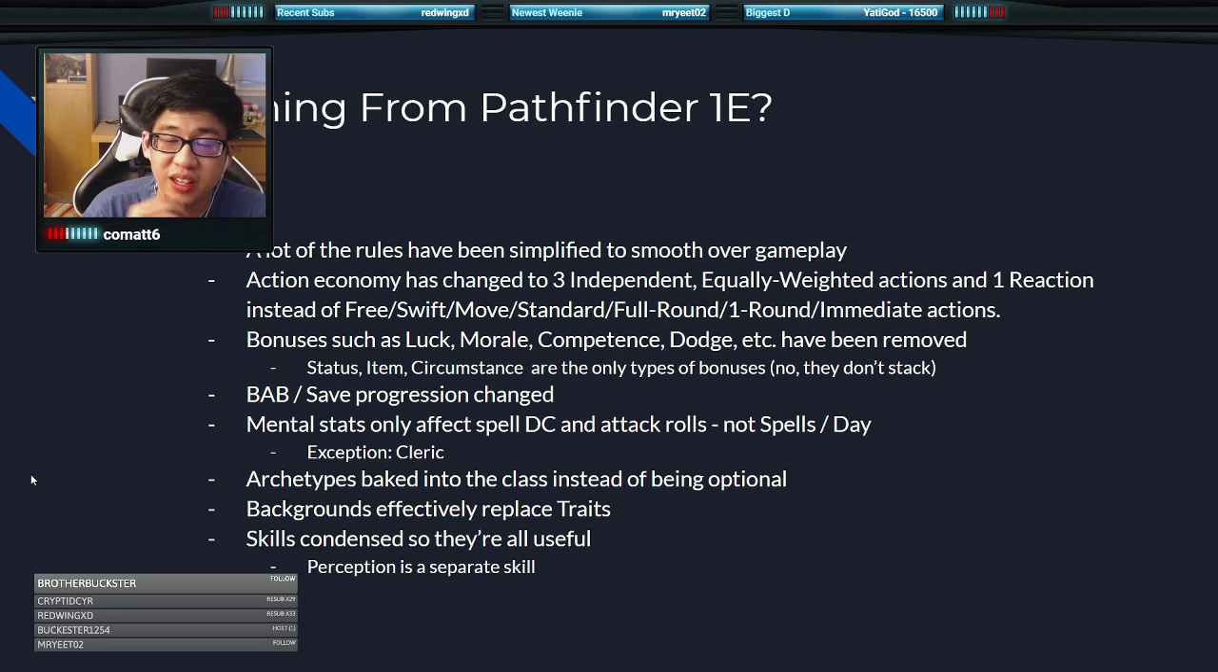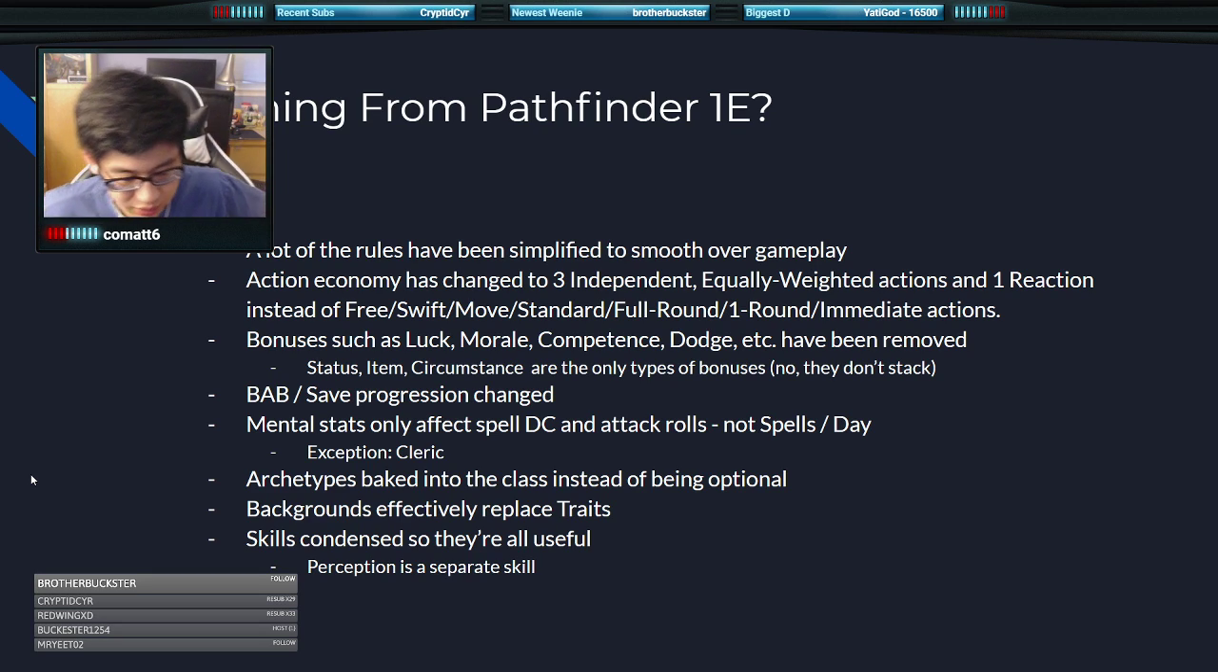And then the immediate actions, which you could use at any point, such as Featherfall or Second Wind. They could be taken at any point during the round, whether or not it was your turn or not. That has been replaced by reactions, and then finally one-round actions are like summoning spells, which don't take effect until the beginning of your next turn, and that kind of action has been removed completely. And what they replaced it with was just 3 independent equally weighted options. And you also, in addition to that, you gain 1 reaction per round.